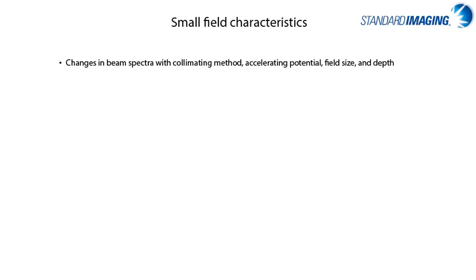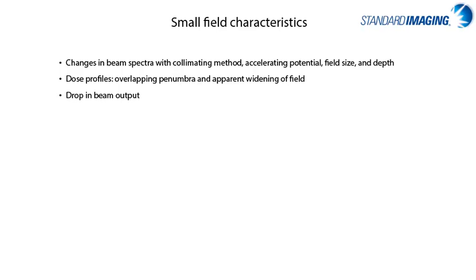Extending on this definition, small fields have a varying spectra depending on the collimation methods, accelerating potential, field size, and depth. Further, the dose profiles exhibit overlapping penumbra when the fields get small, which results in an apparent widening of the field, which we addressed previously. And finally, there is a drop in output from the expected ideal as the field size decreases as well.